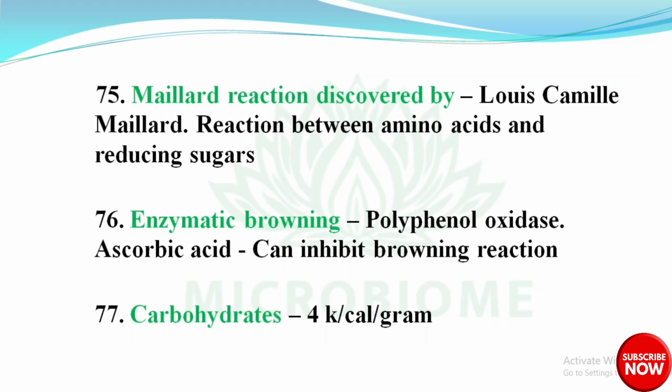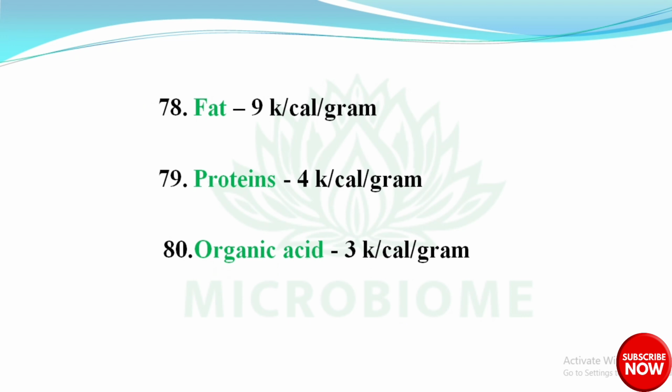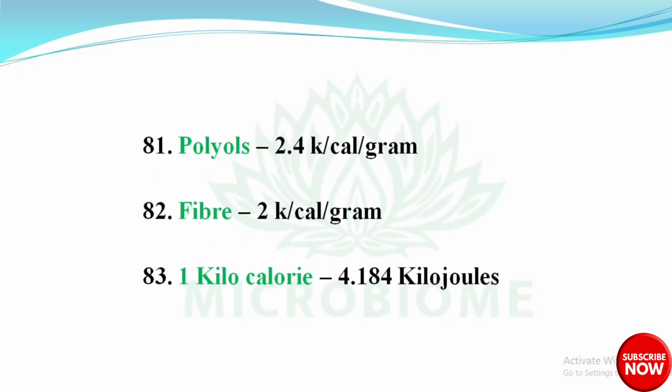And next, carbohydrates. It gives 4 kilocalories per gram. And next, fat, 9 kilocalories per gram. Proteins, 4 kilocalories per gram. Organic acid, 3 kilocalories per gram. And polyols, 2.4 kilocalories per gram. Fiber, 2 kilocalories per gram. So, 1 kilocalorie is 4.184 kilojoules.